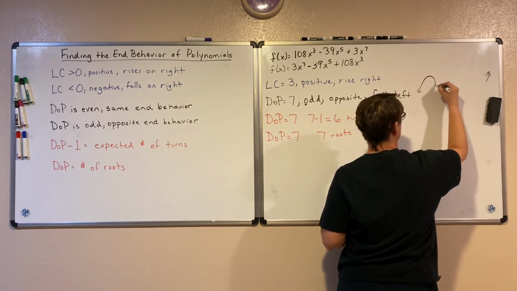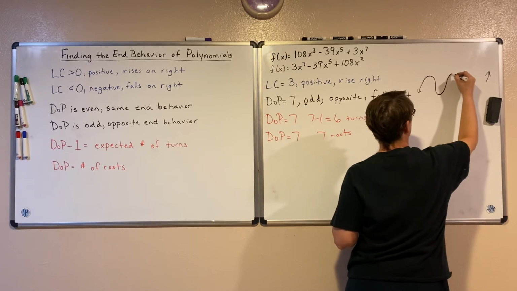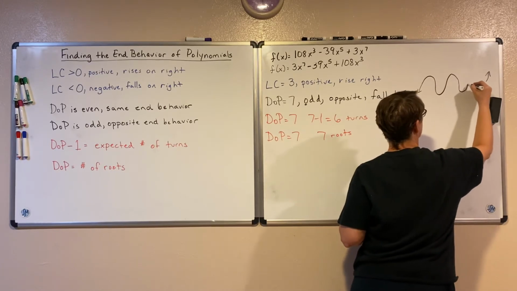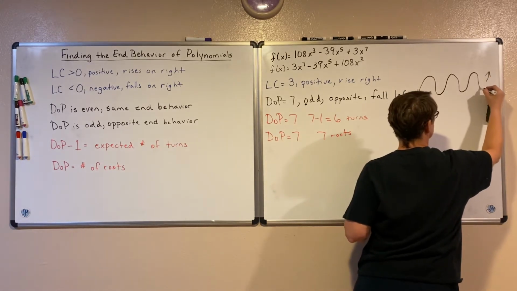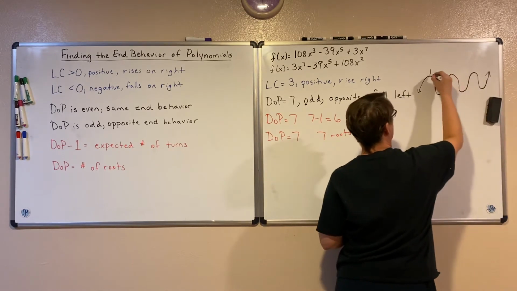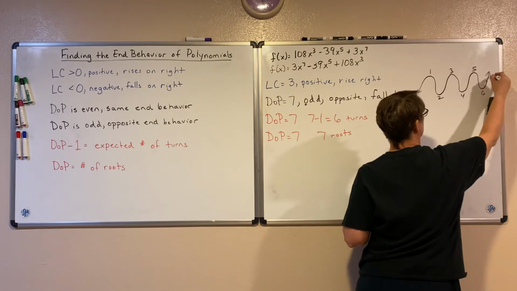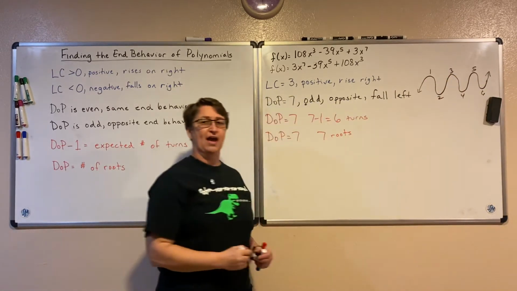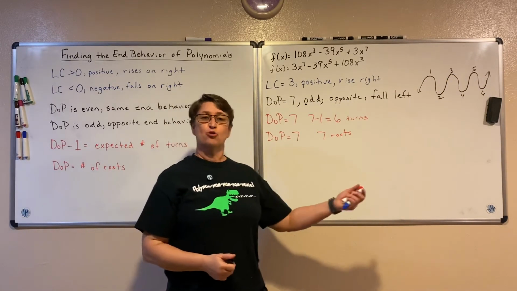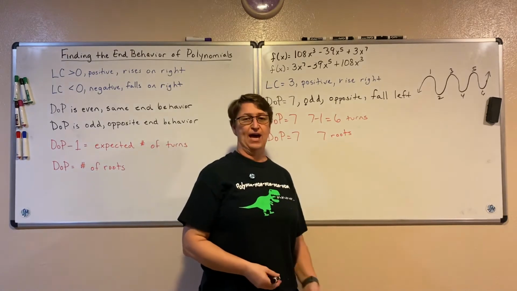So 1, 2, 3, 4, 5, 6 turns. Let me count them. 1, 2, 3, 4, 5, 6. It's rising on the right and falling on the left. So I expect my graph to look something like that.